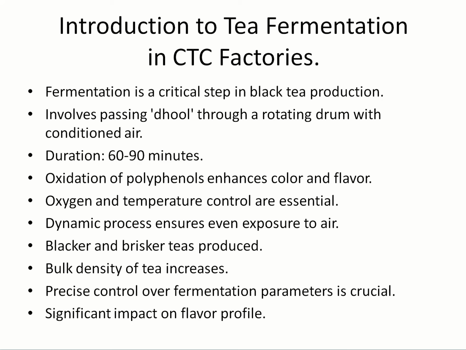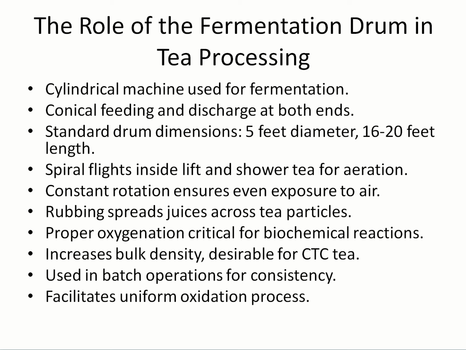The role of the fermentation drum in tea processing. It is a cylindrical machine used for fermentation, with conical feeding and discharge at both ends. Standard drum dimensions are 5 feet diameter and 16 to 20 feet length. Spiral flights inside lift and shower the tea for aeration. Constant rotation ensures even exposure to air.